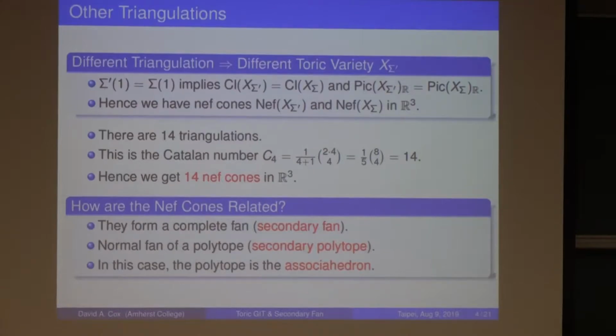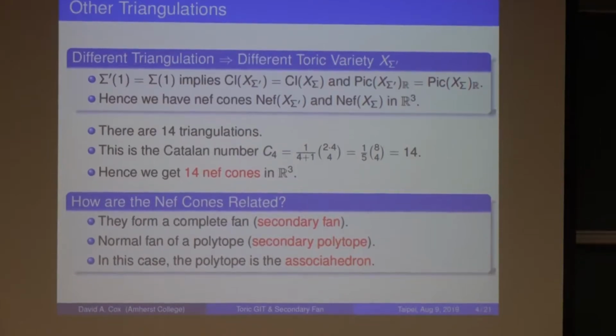And it turns out there's a lot of combinatorics lurking here. If you have a polygon with n sides and you want to count how many ways you can draw diagonals to triangulate it, basically it's given by a Catalan number. And in this case it's the Catalan number of the number of vertices minus 2, so you use the formula, there's 14. So that means I get 14 Neff cones in 3-dimensional space. Now this is sounding interesting, I'm getting a whole bunch of Neff cones. And how are they related? It turns out that they form a complete fan. They completely fill up 3-dimensional space.